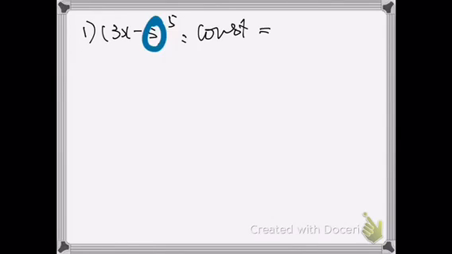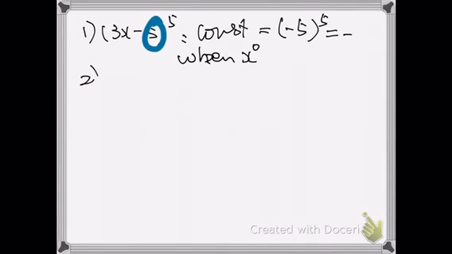The first question we have is (3x − 5)^5. For this one, it's quite obvious. The only constant term should come from this number. So the constant equals (−5)^5. That's the last term, the x to the power of 0 term.